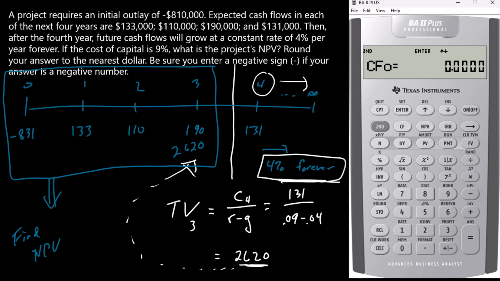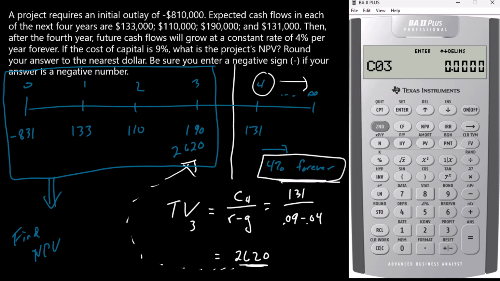So second, clear work. Now I can enter my blue numbers one at a time. So 8, 3, 1 with a negative sign. Push enter, that's CF0. Now let's go to CF1. Enter 133. F is 1 because the frequency is 1. Moving on to cash flow 2, so I have 110. There's one of those. Cash flow 3.